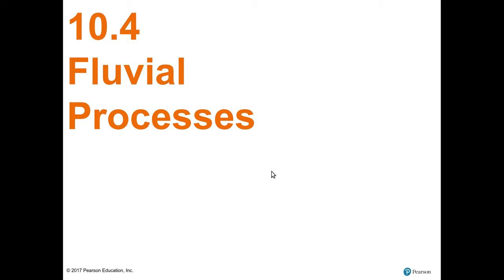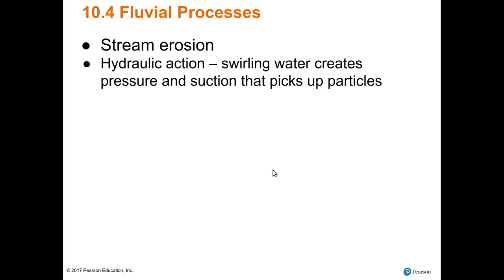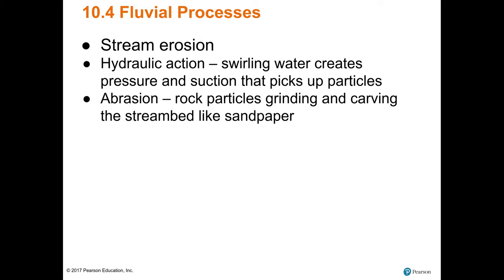Let's talk about fluvial processes. What rivers actually do. Rivers erode material, they transport material. Through hydraulic action, the swirling water creates pressure and suction that helps pick up particles and transport them. Abrasion occurs when particles grind against rock in the stream.